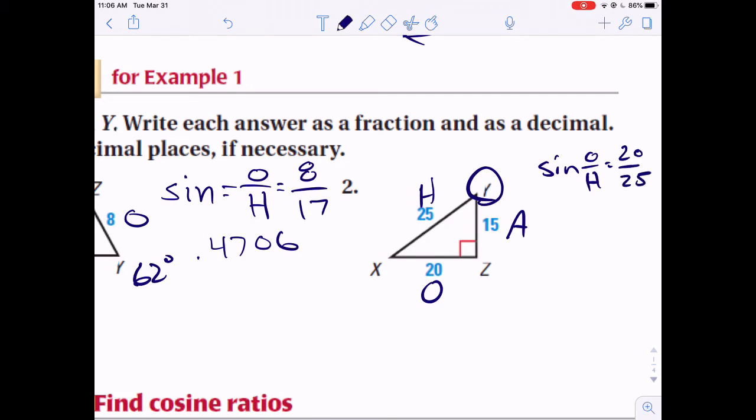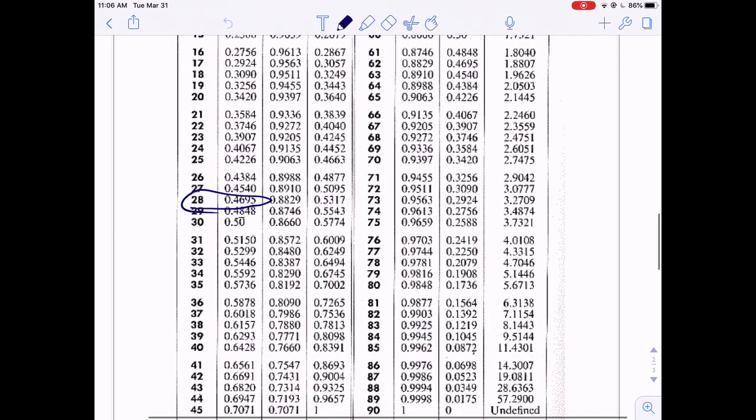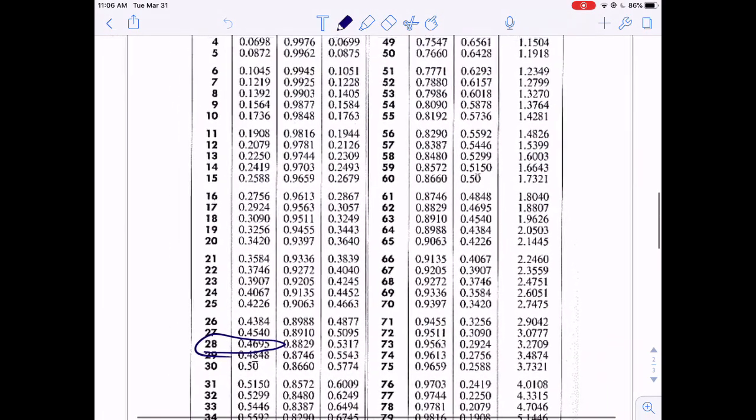And that's one you might be able to simplify in your head, divide both of those by 5. But I'm not doing that either. Let's just go to the calculator. 20 divided by 25. So it's 0.8. Sine 0.8. So go to the table. Go back. 0.8 is 0.8.